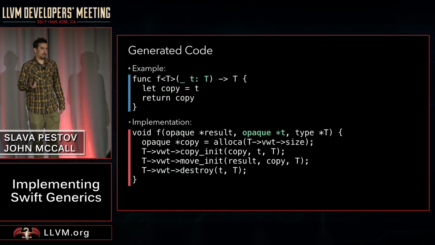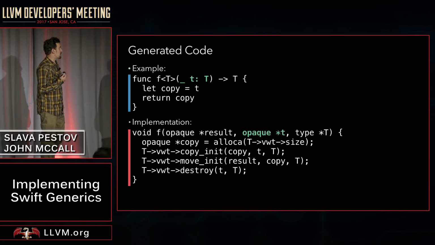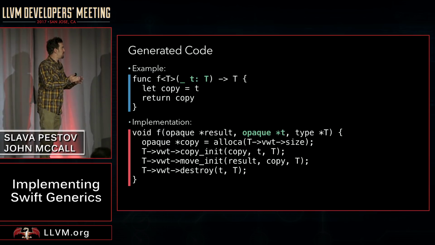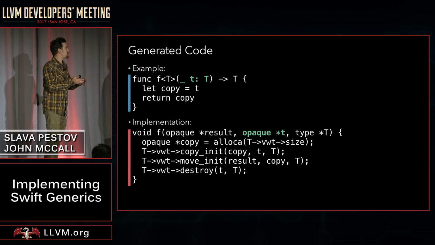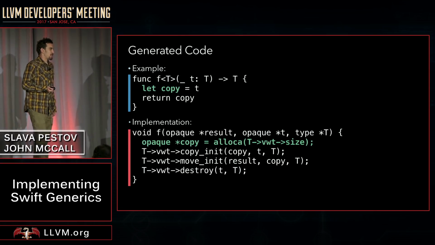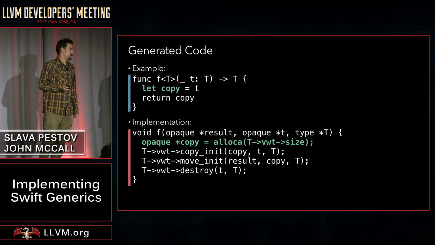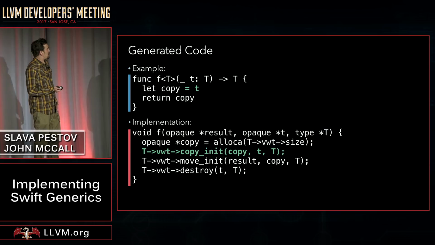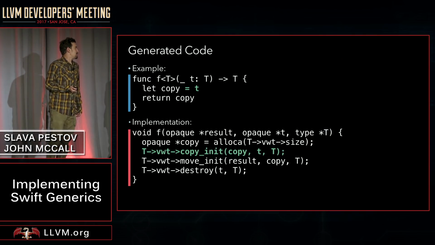And note that even though we're using a pointer here, this code still has value semantics and not reference semantics, which means the caller has to give it a pointer to unique memory of type t, and the function consumes that value before returning. Then the local variable is allocated on the stack, and since we don't know the size of type t, we have to allocate the space dynamically, getting the size from the value witness table. Then we initialize the local variable using the copy value witness function with our input parameter.